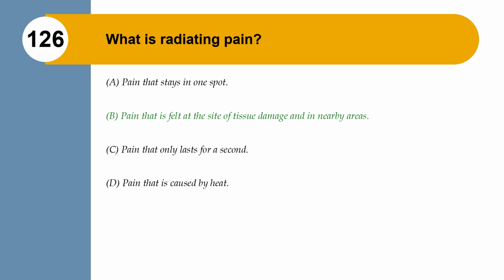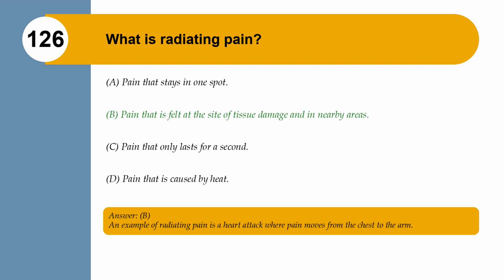The correct answer is option B, pain that is felt at the site of tissue damage and in nearby areas. Explanation. An example of radiating pain is a heart attack where pain moves from the chest to the arm.